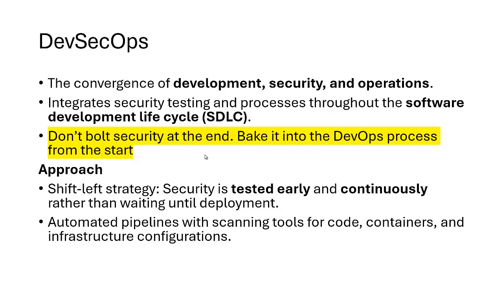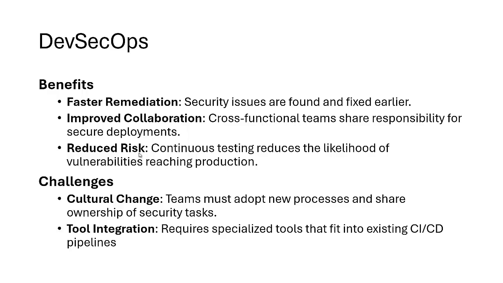Nowadays we're using automated pipelines in which, parallelly, we're scanning the code, containers, and infrastructure configuration, and releasing things. So what are the benefits of DevSecOps? The first primary benefit is faster remediation, so security issues are found and fixed earlier. Second is improved collaboration, because now development and operation teams are working together, so cross-functional teams share the responsibility of secure deployment. Third, reduced risk, because here we're doing continuous testing.